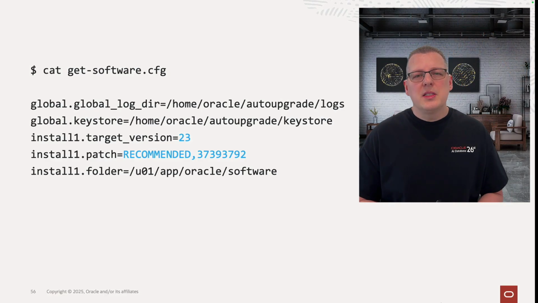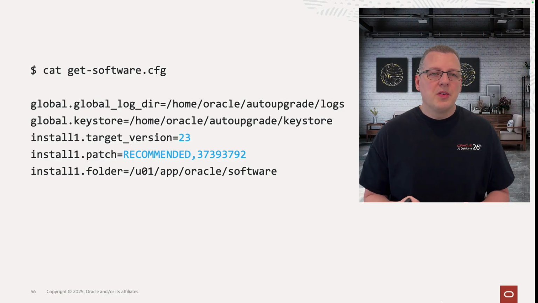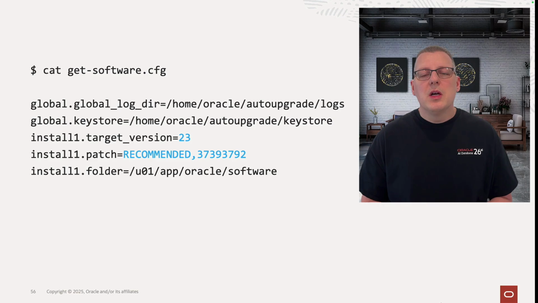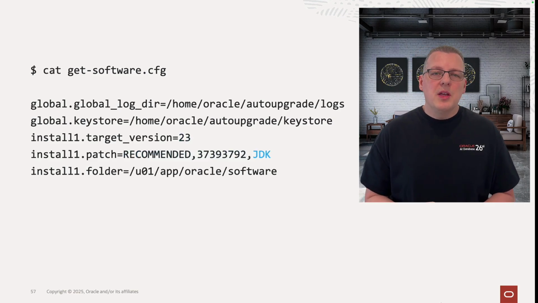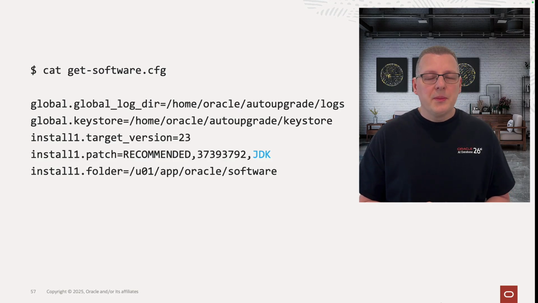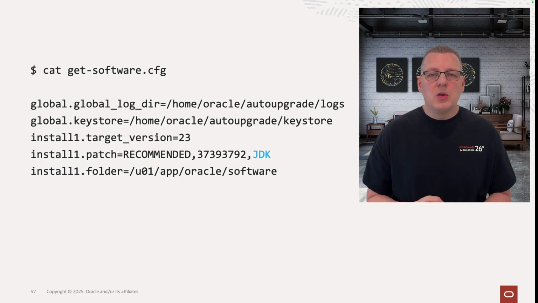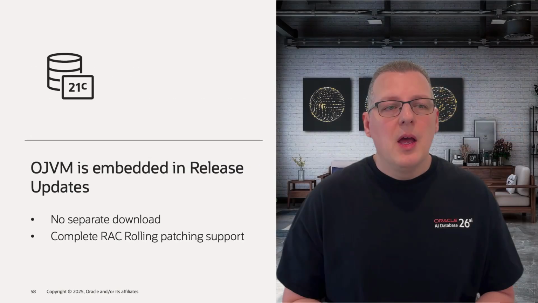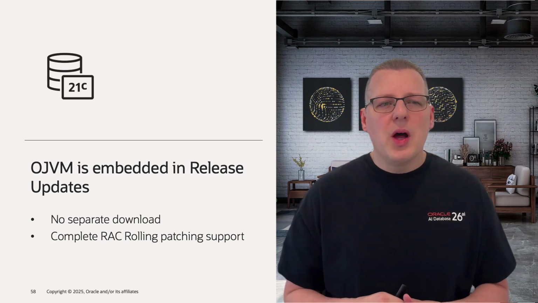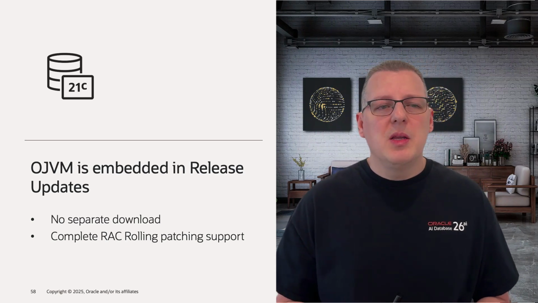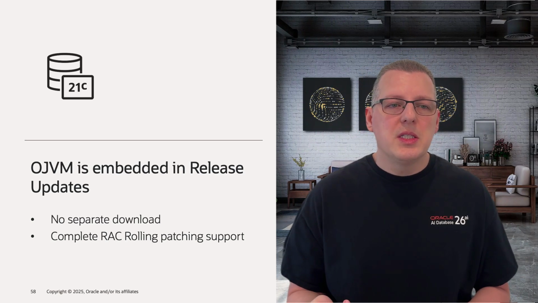Okay, so let's take a look at the configuration file that we use to download the patches. How about JDK? So if I want to install the JDK, I can use the JDK keyword on my configuration file, and then AutoUpgrade will download the JDK patch for me. How about OGG VM? Since Oracle 21C, we don't have the OJVM patch separated anymore. It's now part of the release update.